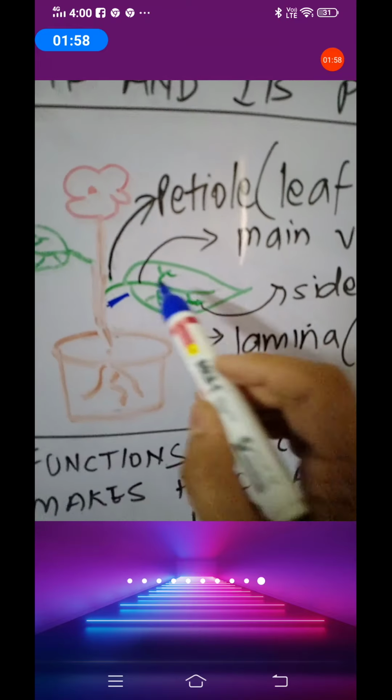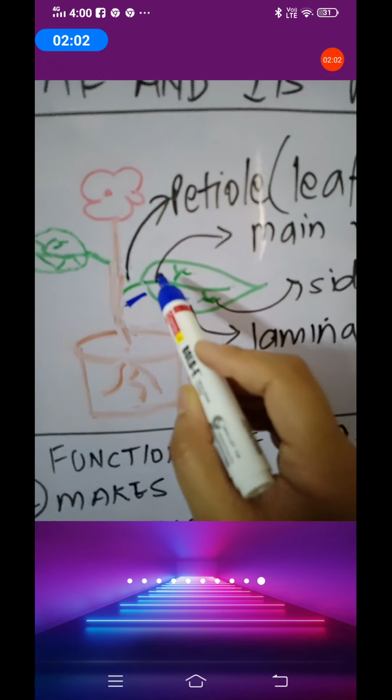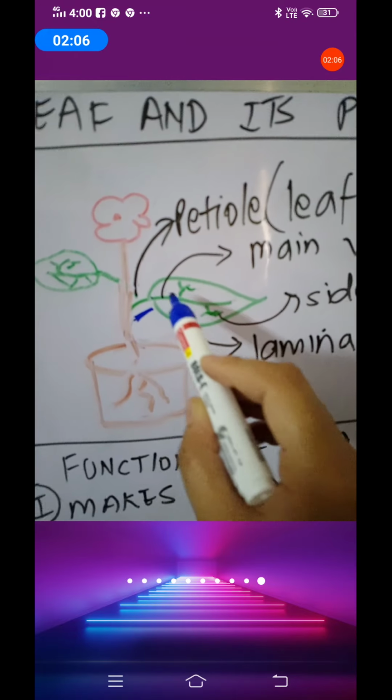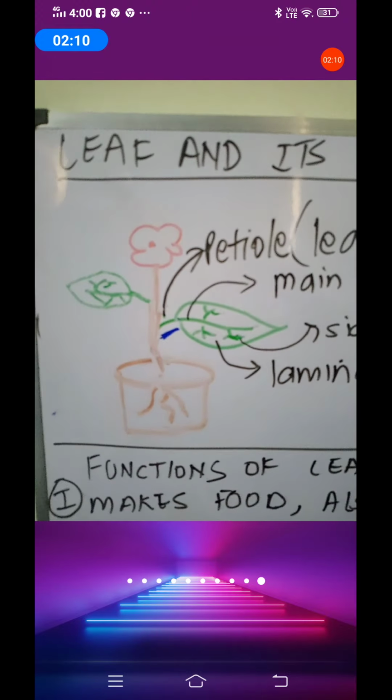Then you can see this line going from here inside, this main thick line in the leaf. This line that goes from the center is called the main vein.